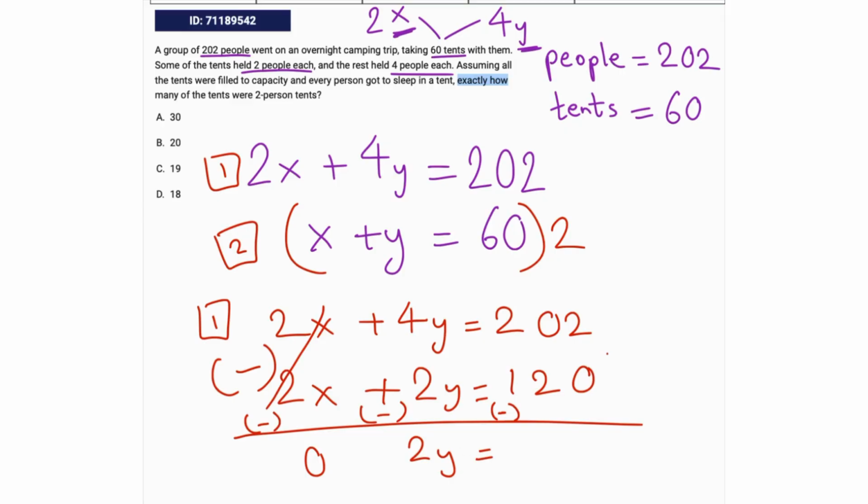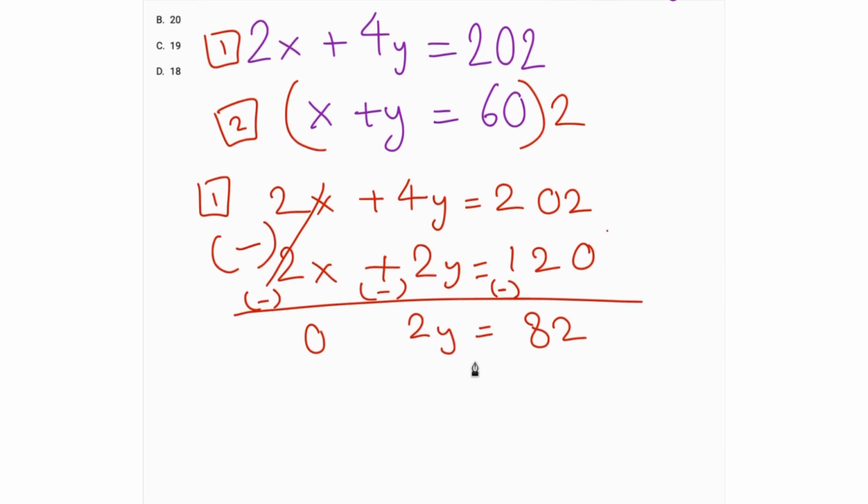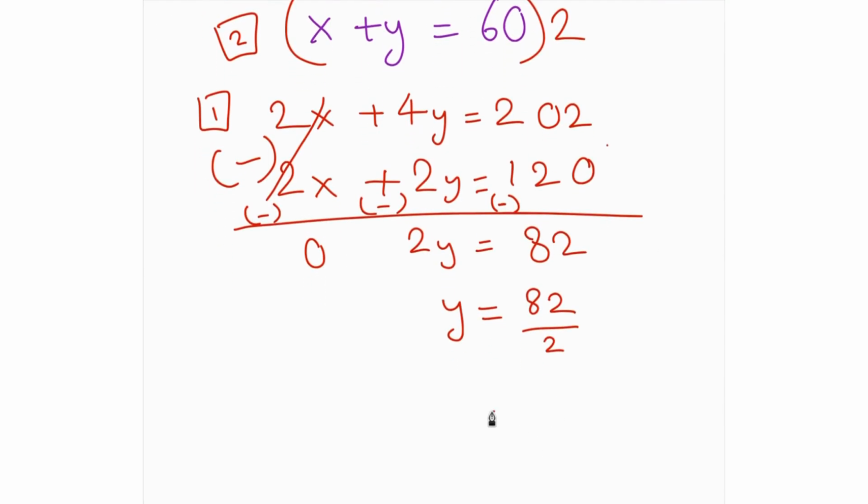2y equals, let me just calculate that real quick. 202 minus 120. That's 82. Okay, so let me scroll down a little bit. We have 2y equals 82. So y equals 82 divided by 2. That will be 41. Okay, so we got y here.